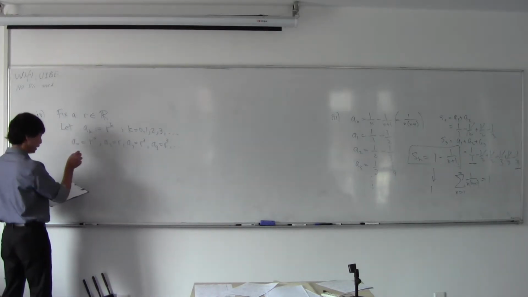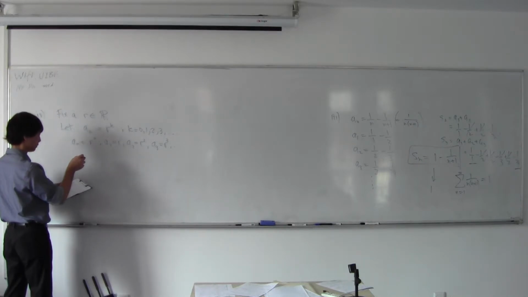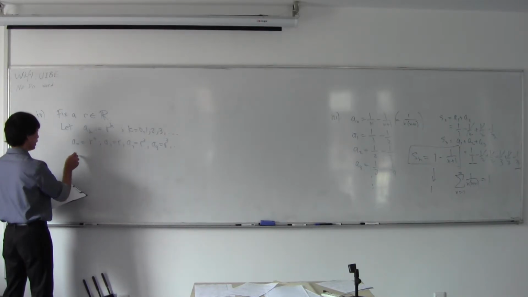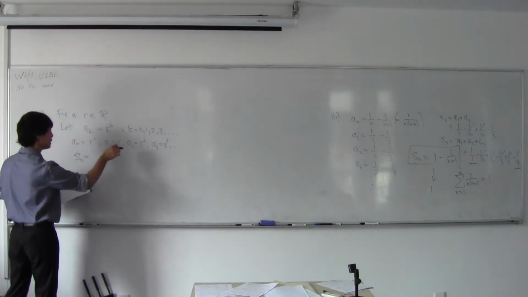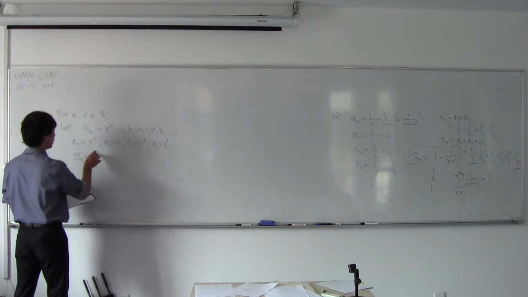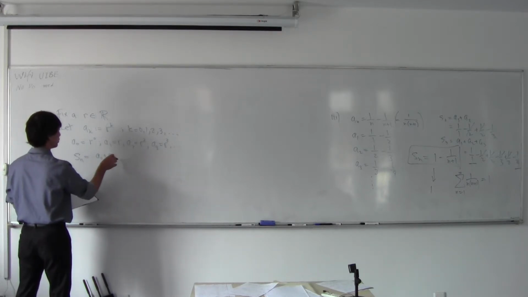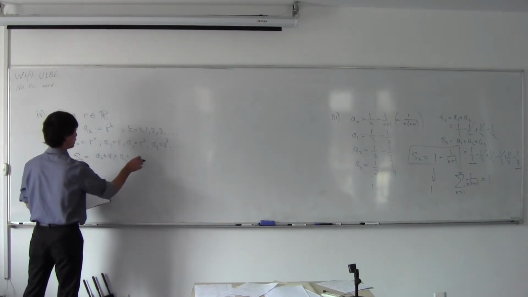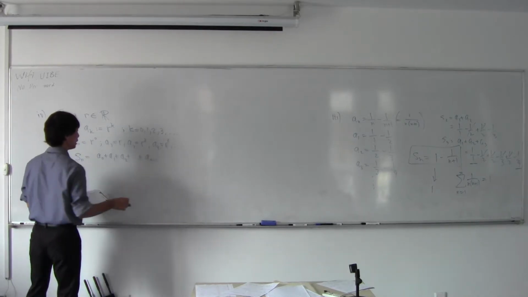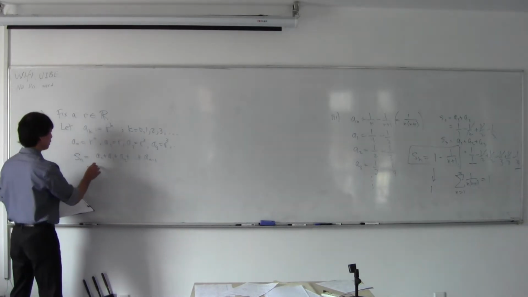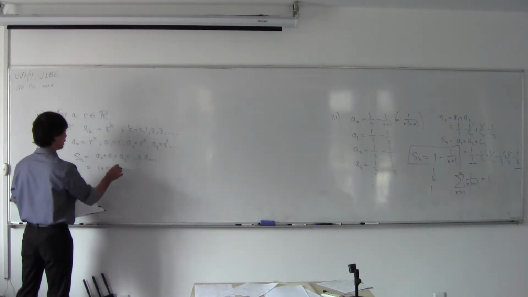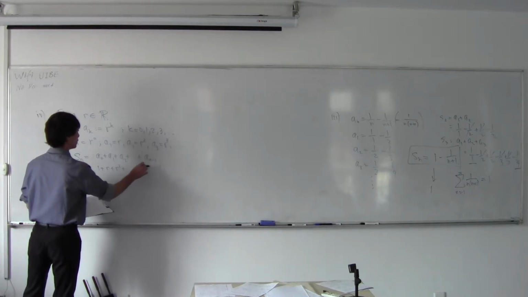Then the nth partial sum is going to be the sum of the first n terms. So it's going to be a0 plus a1 plus a2 up to a sub n minus 1. Right. So that's going to be 1 plus r plus r squared up to r to the n minus 1.